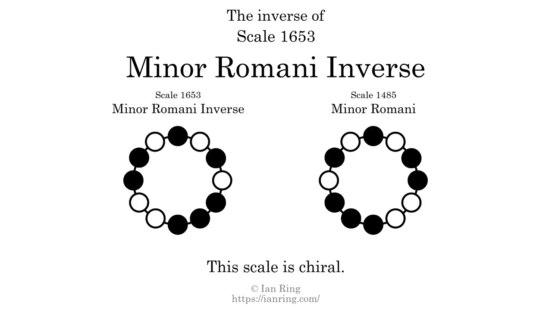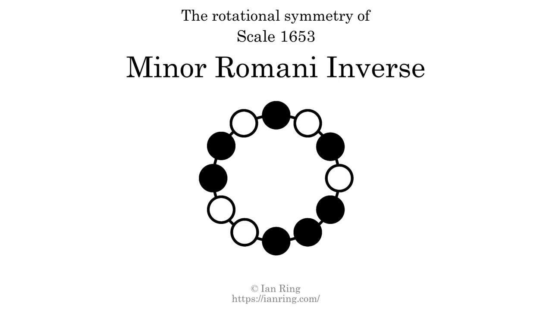The inverse of a scale is a mirror image. It is what you get when the sequence of intervals is reversed. The inverse of this scale is scale 1485, also known as minor Romani. This scale is chiral. It cannot transform into its inverse by rotational transformation. This scale has no rotational symmetry.